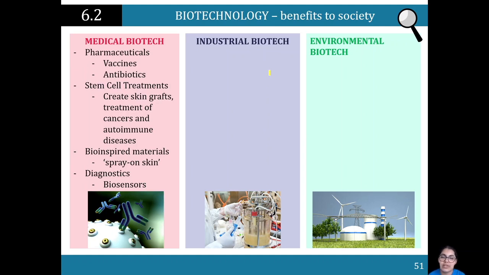So let's talk about medical biotech first of all. We are all very familiar with it. It includes pharmaceuticals like vaccines and antibiotics, and stem cell therapies, for example skin grafts, the treatment of cancers and autoimmune diseases. That's also another example of medical biotech. So autoimmune diseases like treatment of type 1 diabetes using insulin created using penicillin. Bio-inspired materials like spray on skin, and finally diagnostics like biosensors, and we know how prominent biosensors are now in sports, and so on.